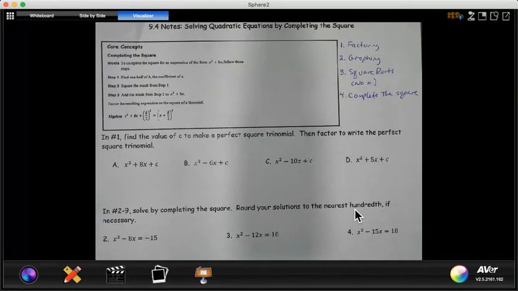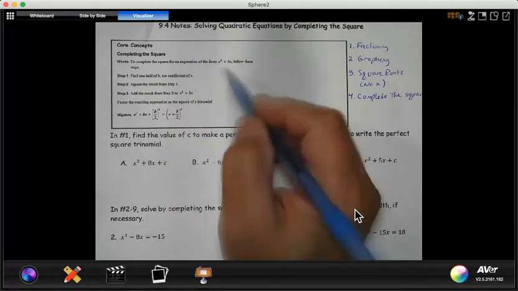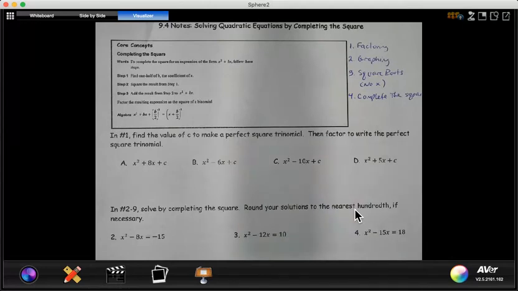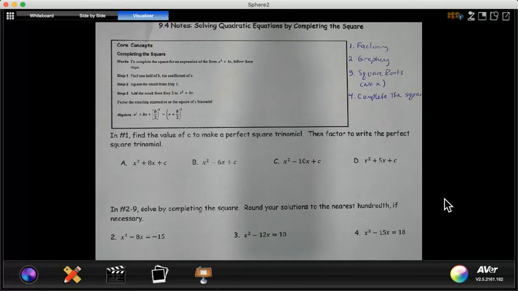All right, so complete the square. There's some core concepts. It's tiny, tiny little writing, but we wanted to get it on the page. That's just a bunch of jumbled reading stuff. But basically, complete the square is the fourth one. We're going to learn another one tomorrow or whenever we do 9.5. It's called the quadratic formula. You might have seen it before, you might not have.